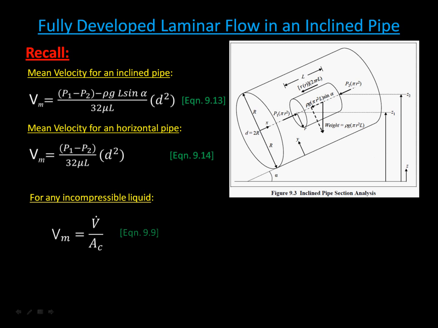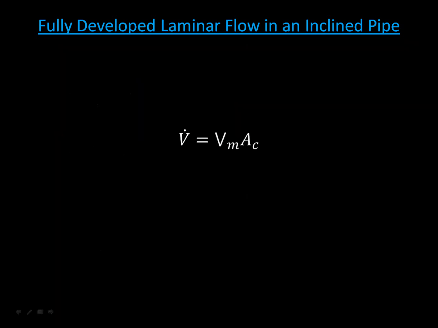for the mean velocities of fully developed laminar flow in an inclined horizontal pipe, and then a generic equation that's good for any incompressible fluid. I want to focus on that equation 9.9. Let's just rearrange that back to get our volumetric flow rate equals our mean velocity times the cross-sectional area of our pipe. So let's clear all this other stuff. Let's just focus on that yellow boxed equation, that volumetric flow rate equation.